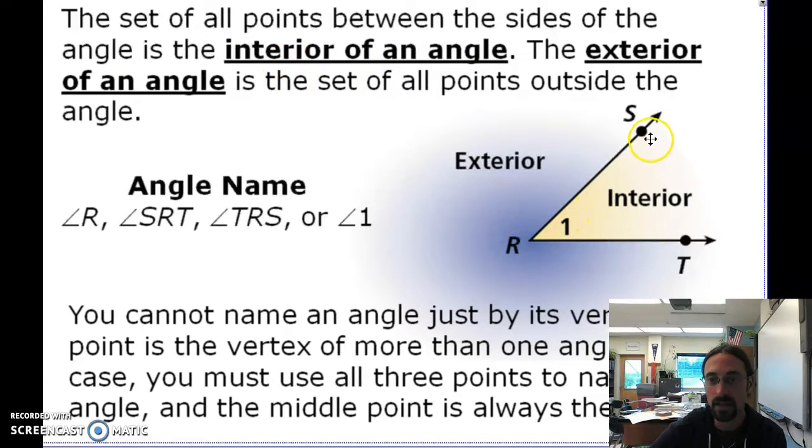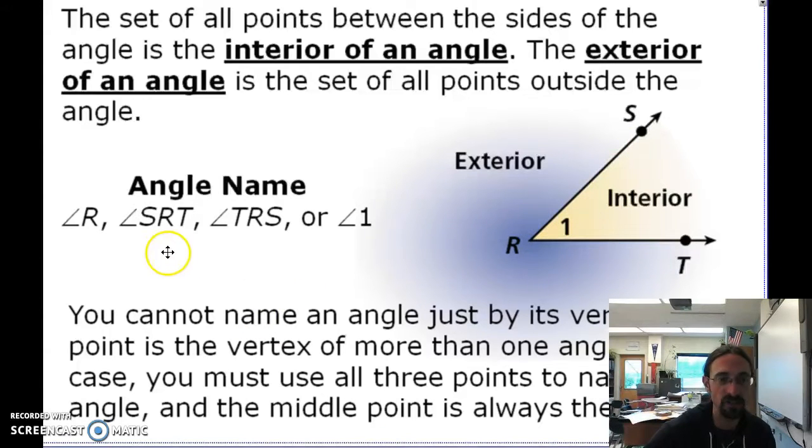So everything within these sides is the interior. All the points on the outside, I love this little drawing, right? The little purple blue shading is the exterior. So ways to name this. You could say this is angle R because we're only referring to the interior angle. You could also call it angle SRT. The vertex always goes in the middle. Or you could call it angle TRS. Or you could call it angle 1 because they put a little number there.